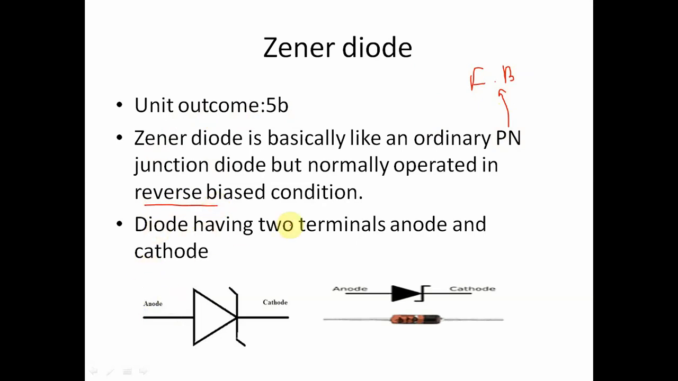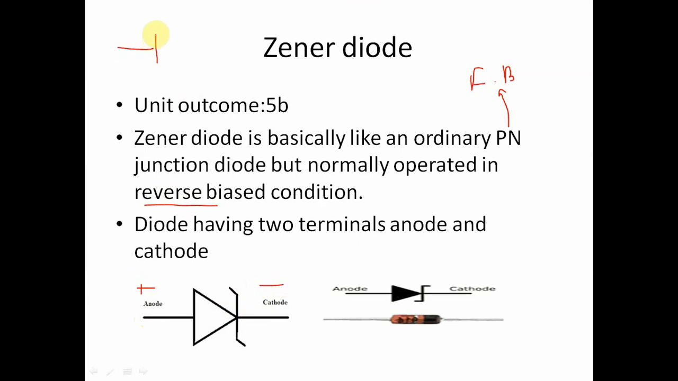Now, a diode has two terminals, anode and cathode. So the Zener diode also has two terminals. First one is the anode terminal and second one is the cathode terminal. Anode terminal has a positive charge and cathode terminal has a negative charge.